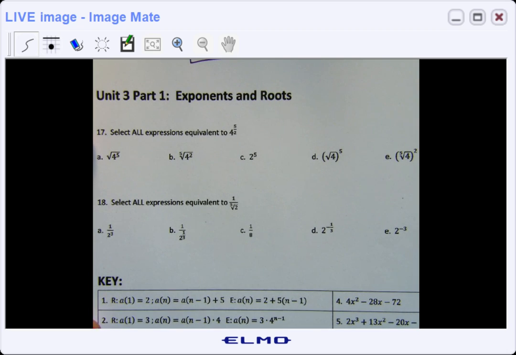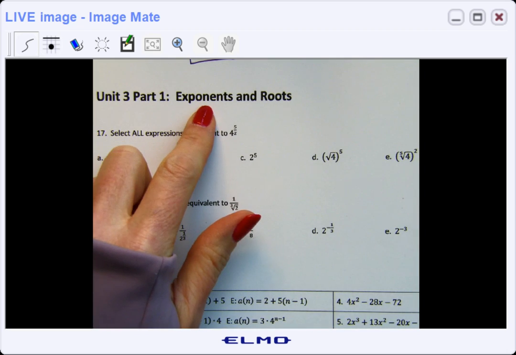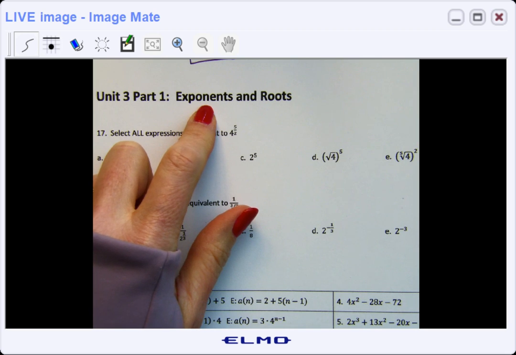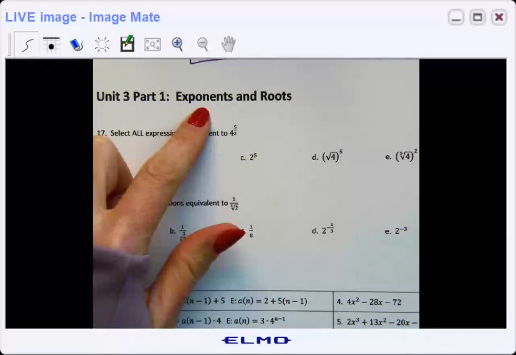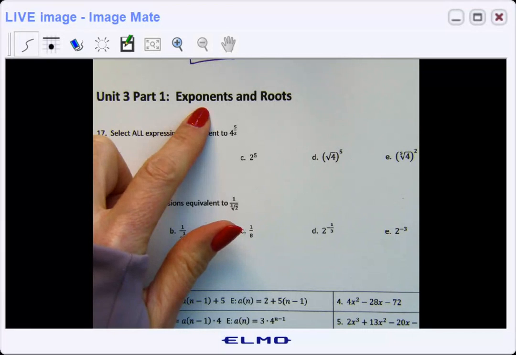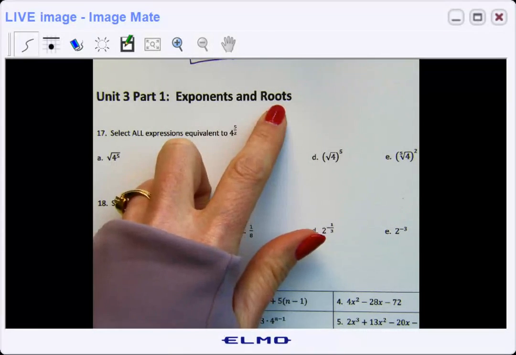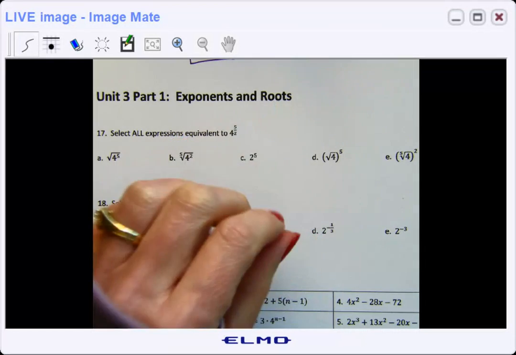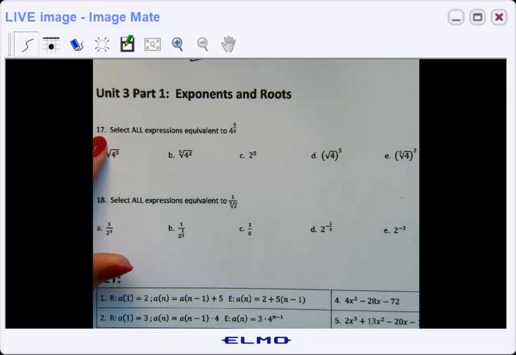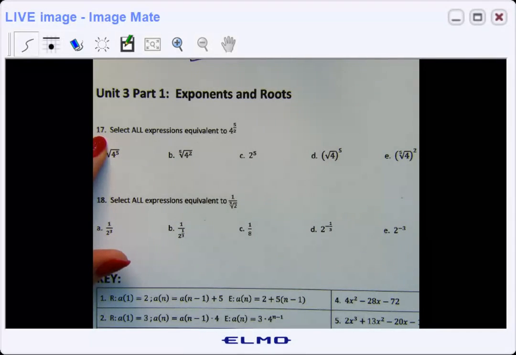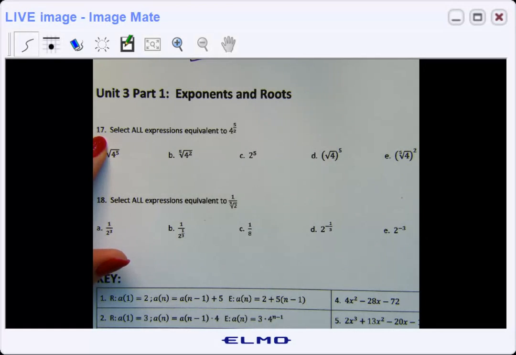So Unit 3, Part 1, we learned about the connection between exponents and roots. So we worked with exponents that were positive and negative and fractions. And so fraction exponents gave us those roots and negative exponents gave us fractions. So to straighten that all up, our first one: select all expressions equivalent to 4 to the 5 halves.